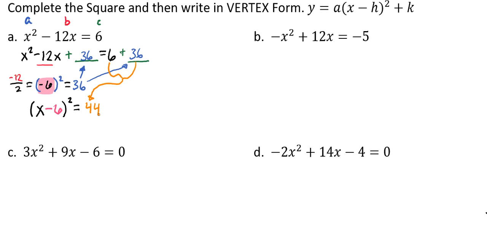We have our h and our k, but they're separated from each other. So to move that over, we're going to go ahead and subtract 42 from both sides, which is going to give us a final answer here of x minus 6 quantity squared minus 42 equals 0. And this is our vertex form. And so we are finished.